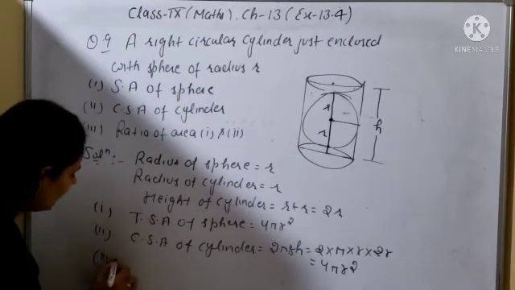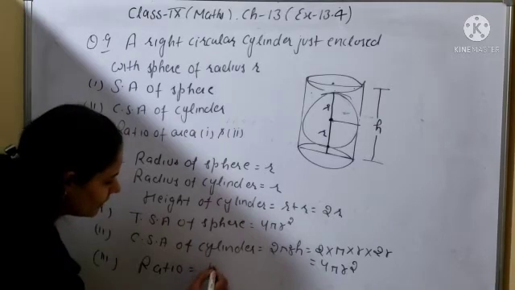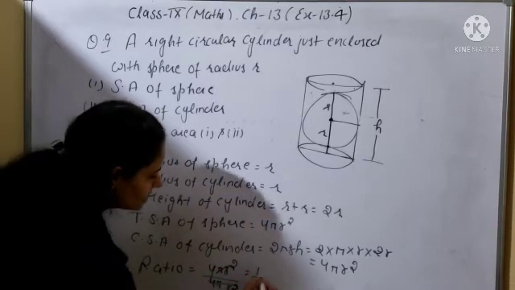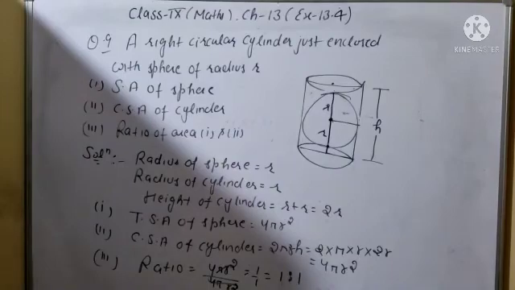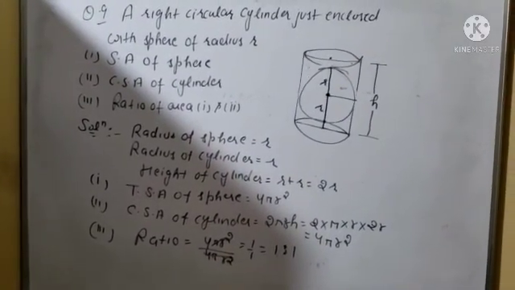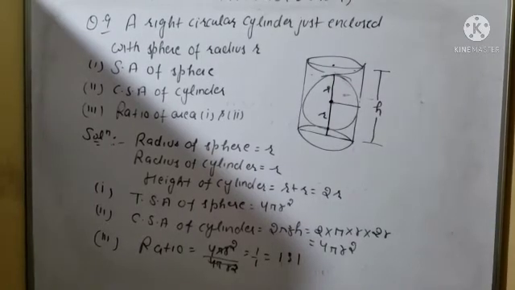Now in third part, find the ratio of both the areas. So area 1 is 4 pi r square, and area 2 is again 4 pi r square. So it will be 1/1. So you can see 1:1. So ratio will be 1:1. So this was your last question. What is given? A right circular cylinder just enclosed with sphere of radius r. Find the surface area of sphere, curved surface area of cylinder, and ratio of area 1 and 2.